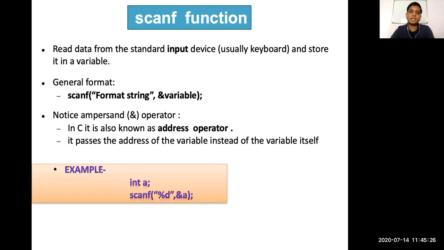%c represents you are scanning a character. %f represents you are scanning a float value. And after getting the value from the console, where are you storing this value? So here the second argument should be the address of that particular variable in which you want to store this value. Whatever value you get from the keyboard gets stored into the address of a. So it passes the address of the variable instead of the variable itself. If you write only a, it gives the wrong result. So you should put here the address of a.